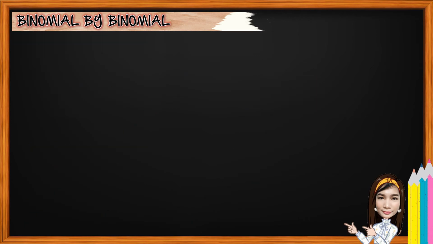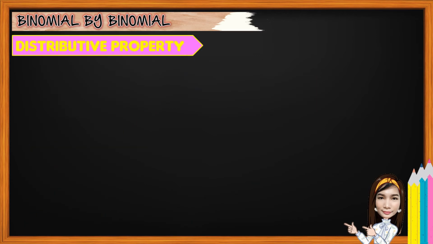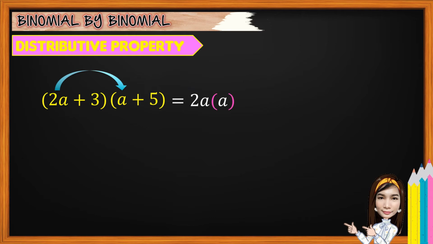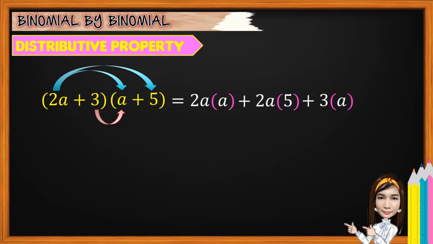For another method, let's use distributive property. Given the quantity 2a plus 3 times the quantity a plus 5, distribute the first term 2a to each term of the second binomial. So first, we have 2a times a. Next, we have 2a times the second term 5. Then distribute the second term 3 to each term of the second binomial. So we have 3 times the first term a, then 3 times the second term 5.